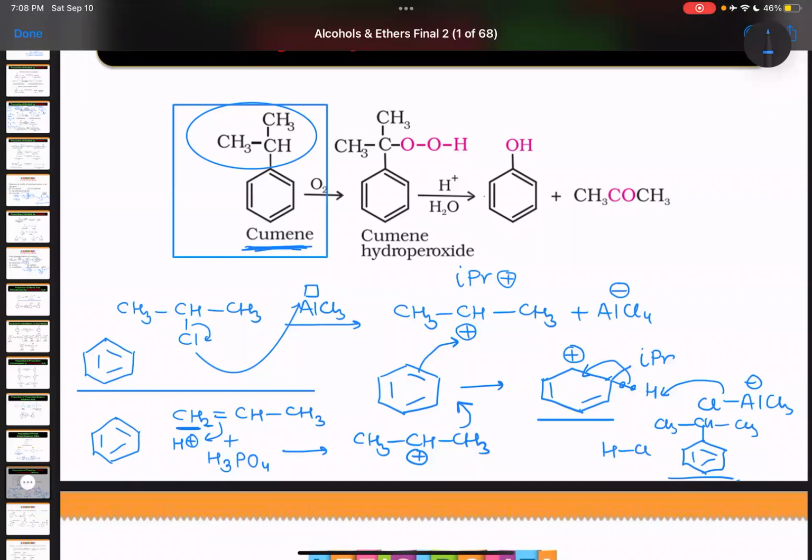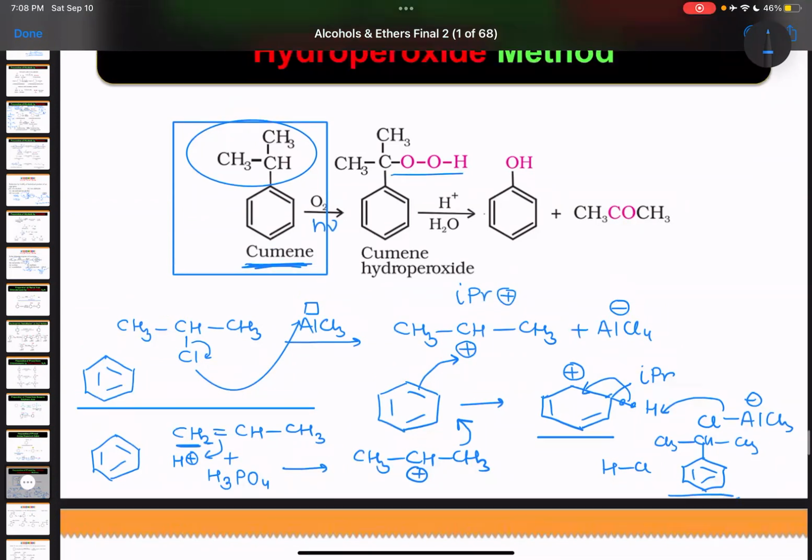Then you react it with oxygen and h nu. What is happening? Oxygen has 2 unpaired electrons. It is a biradical species. Oxygen actually breaks this hydrogen and gets connected. This hydrogen can be broken very easily because of the resonance. It's very reactive. Its bond energy is very low.